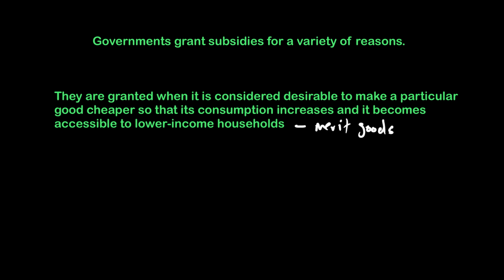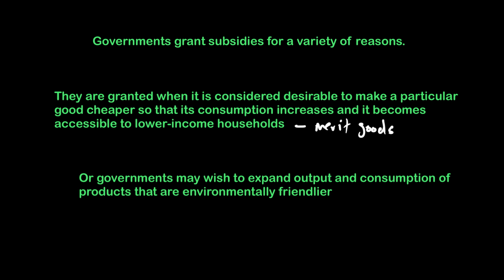Another category where government is granting subsidy could be when they want to expand output and consumption of products that are environmentally friendly, which means we're now looking at goods that have positive externality, such as, for example, hybrid cars, or goods such as solar panels that can reduce pollution in the environment.